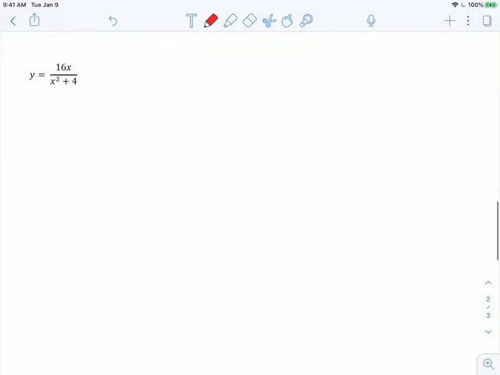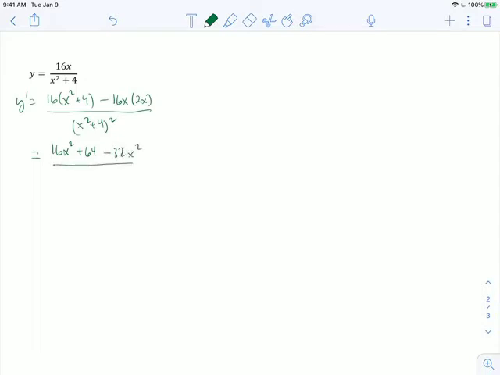My next example is going to use the quotient rule, y equals 16x over x squared plus 4. So again, find critical numbers. So I get 16 times x squared plus 4 minus 16x times 2x over x squared plus 4 squared. And let's expand that out in the numerator. I can combine some like terms. And I'm left with negative 16x squared plus 64 over x squared plus 4 squared.